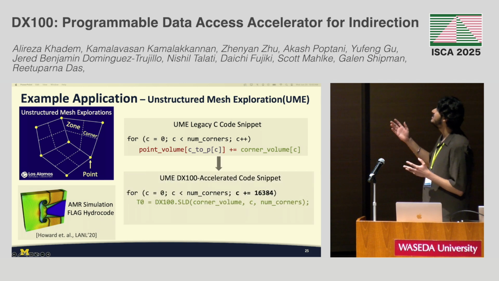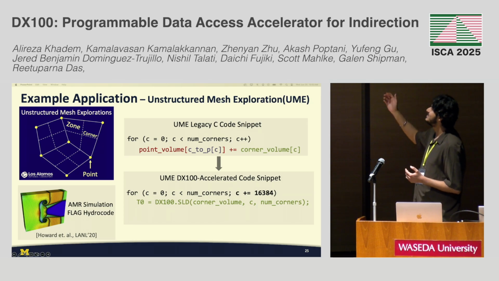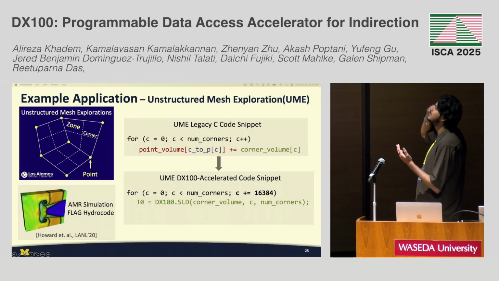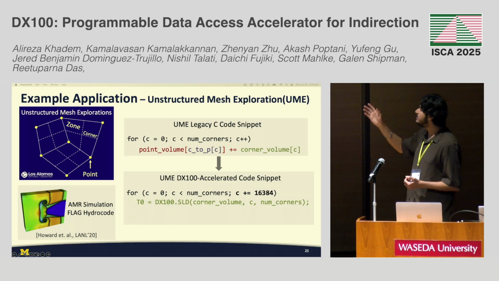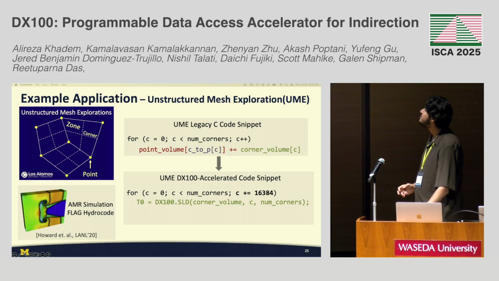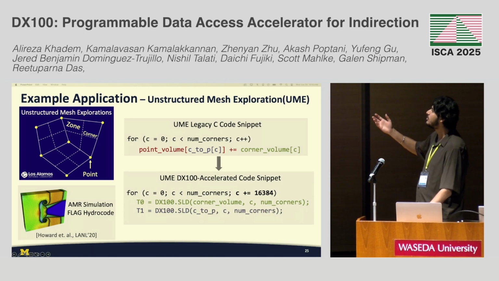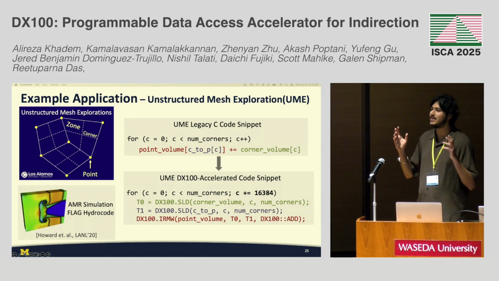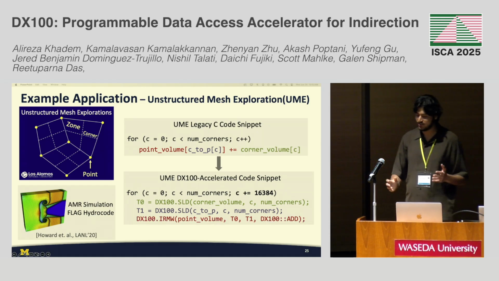For DX100, we have bulk accesses. That is why we send 16,000 elements at the same time. Then we have a streaming load of corner volumes. Then we perform a streaming load for corner to point chasers. And finally, a bulk indirect read, modify, write operation.